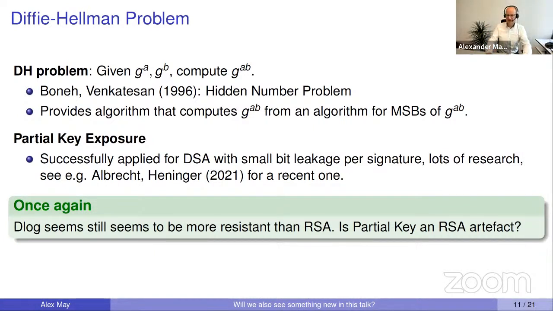And my question in this talk is: is this belief really true? Is it really something that we only have for RSA, or did we just miss it for other cryptosystems? What is especially interesting now is that this whole world is working on post-quantum algorithms. So let's look at post-quantum algorithms. What have people done in this area? Is there any partial key thing or not?